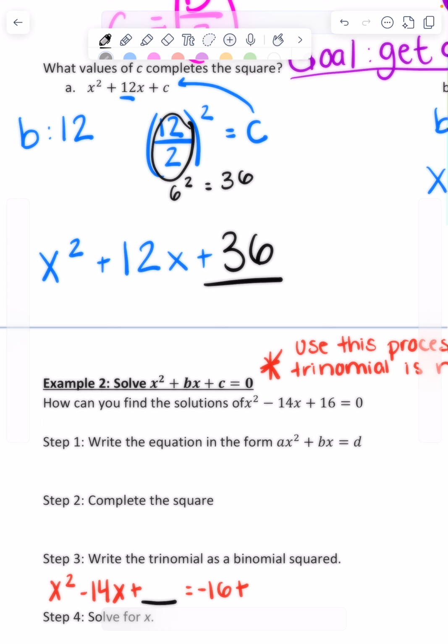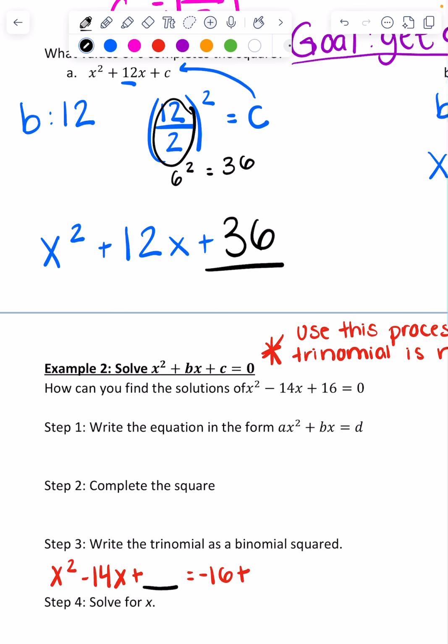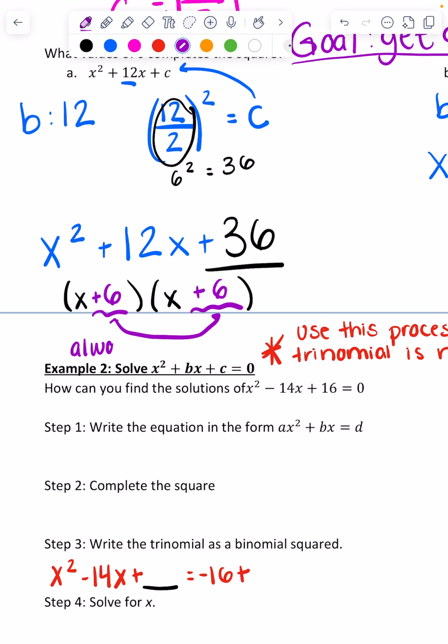Now, here's how we can check this. We should be able to now factor this in such a way where, of course, x will always come first, but these two numbers right here, the two numbers that multiply to c and add to b, should be the exact same number. So just think about that for a sec. What two numbers multiply to 36 and add to 12? The answer is positive 6. And again, for this to be a perfect square trinomial, these will always be the same.